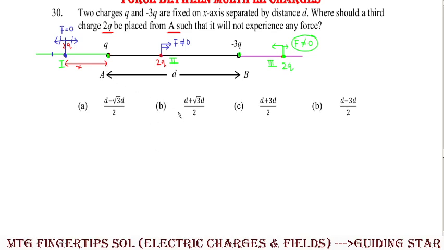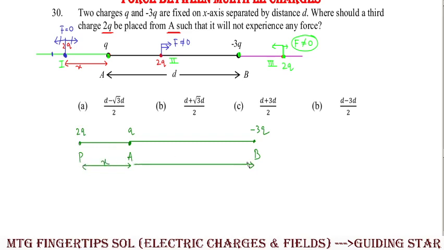So here in this particular case, let me draw the figure once again. Here this is q charge and here it is minus 3q charge, and this is location A, this is location B, and where we'll keep this charge, we'll keep this 2q charge at some location P at a distance of x from A, and the distance between the two given charges is d.